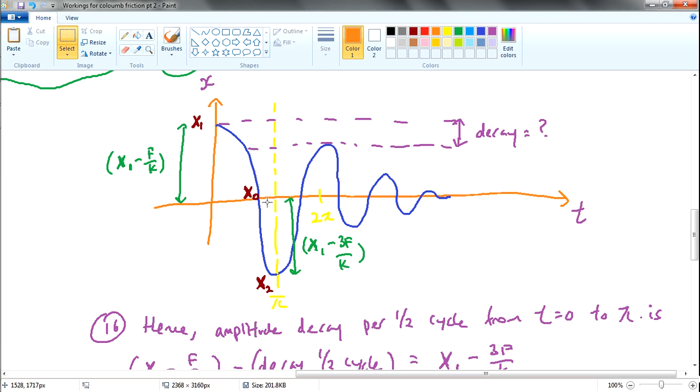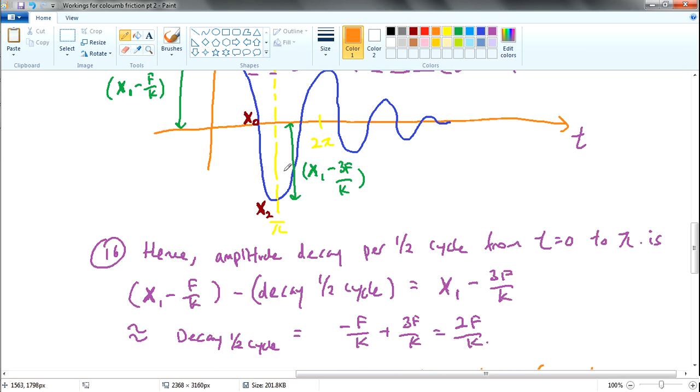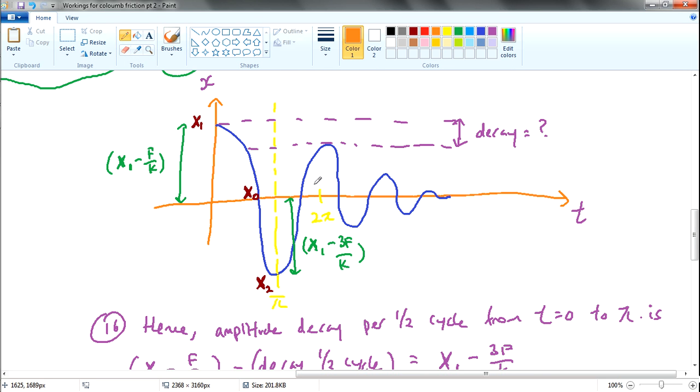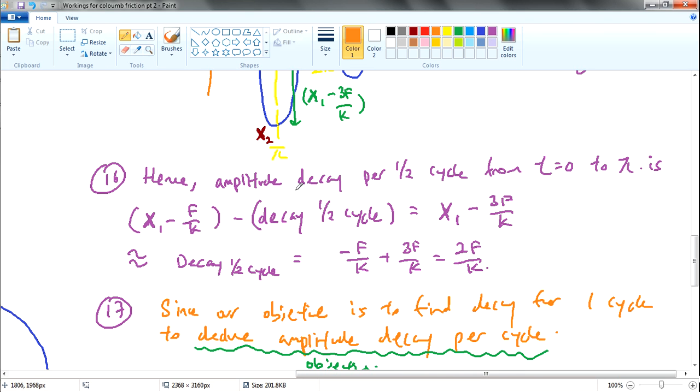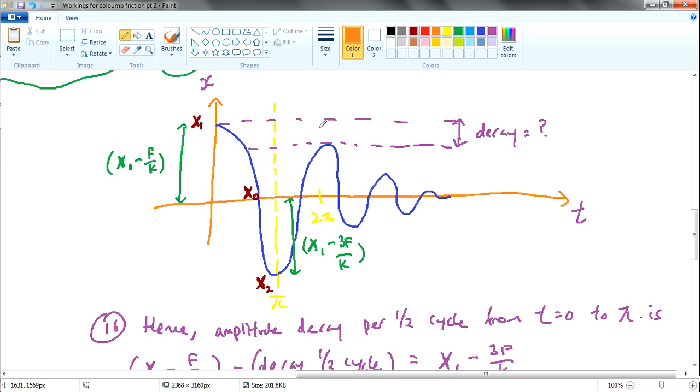So, in other words, perhaps he's just talking about half a cycle, so you're talking about this portion. Maybe I should draw it up. Give me a moment.